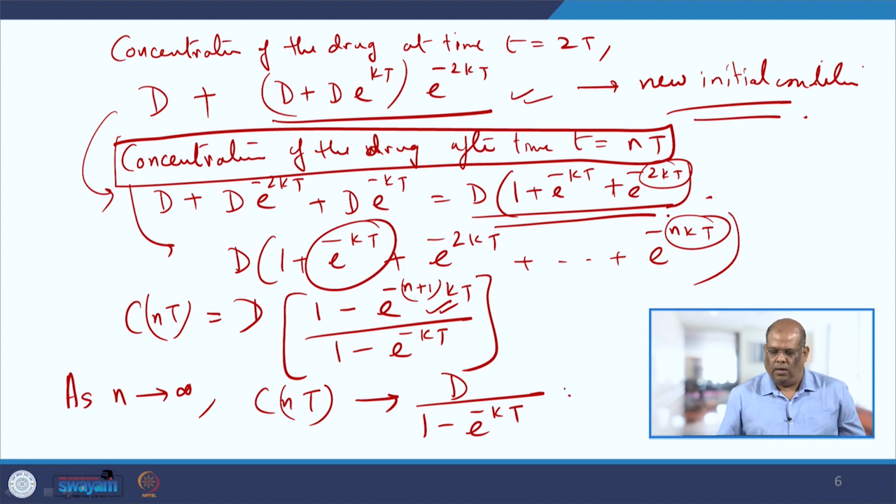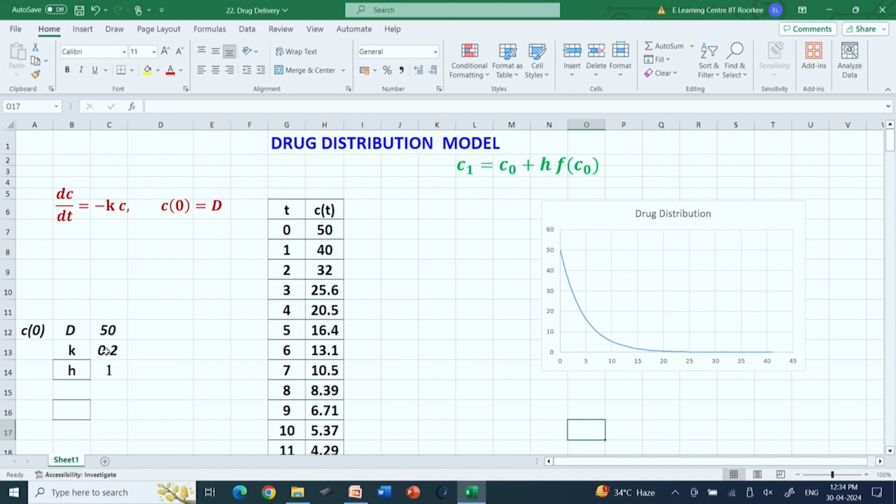Let us now see the numerical solution of this particular model, for which I will be using Microsoft Excel. So, as you can see that I already have this equation dC/dt equal to minus kC. The initial drug is D. The numerical value I have chosen for D is 50, k equal to 0.2 and h equal to 1. And we will be using this equation. This is the Euler's equation to solve this differential equation.